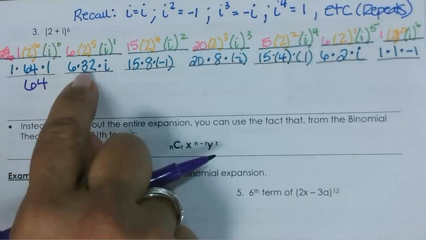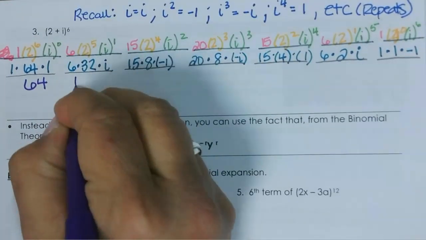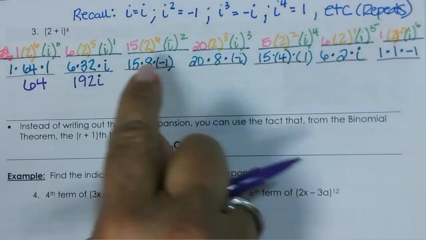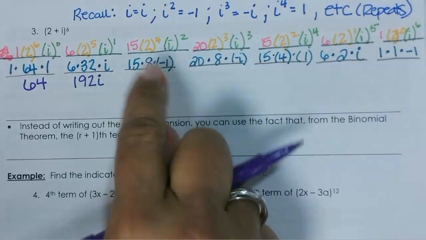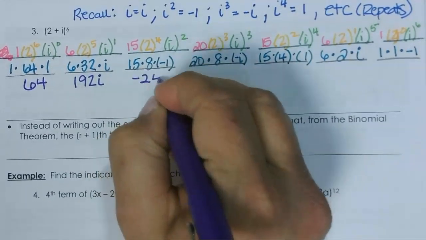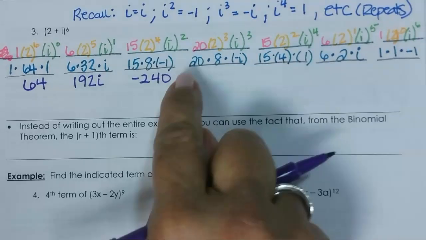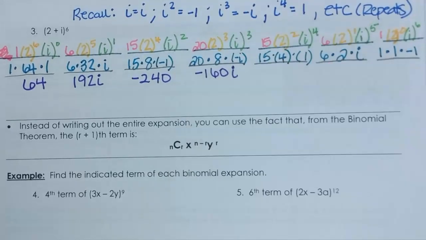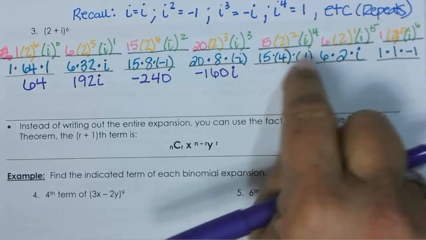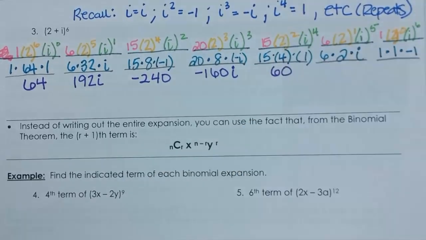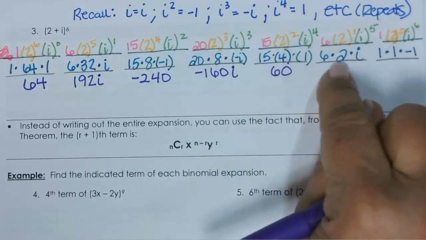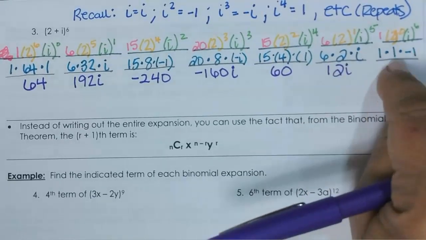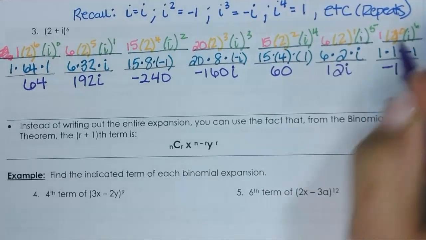6 times 32 times i, well, that would give me 192i. 15 times 8 times negative 1 gives me negative 240. 20 times 8 times negative i is negative 160i. 15 times 4 times 1 is 60. And 6 times 2 times i is 12i. And 1 times 1 times negative 1 is negative 1.